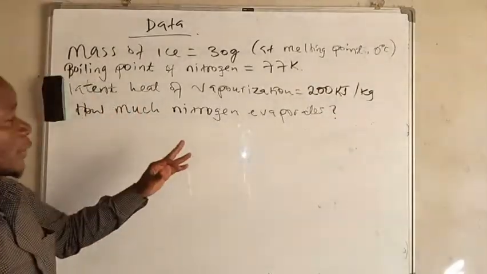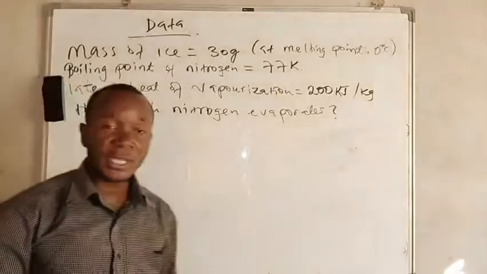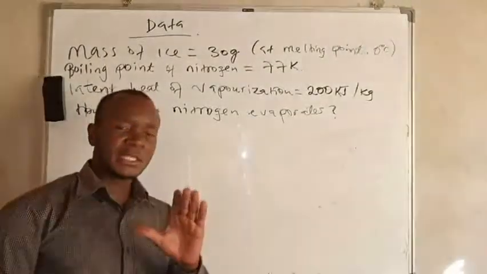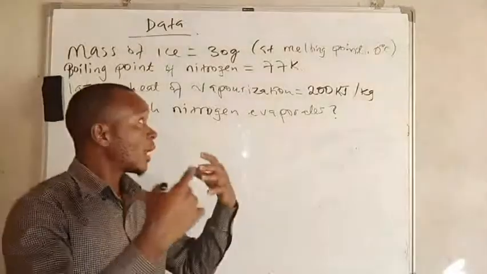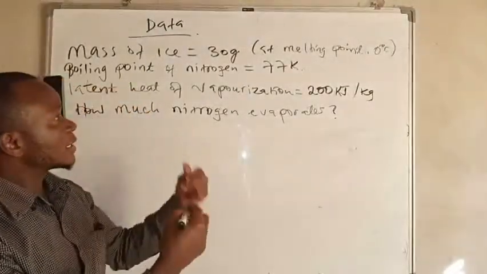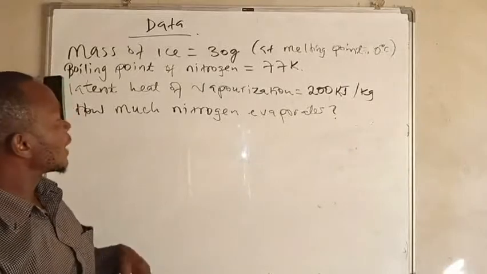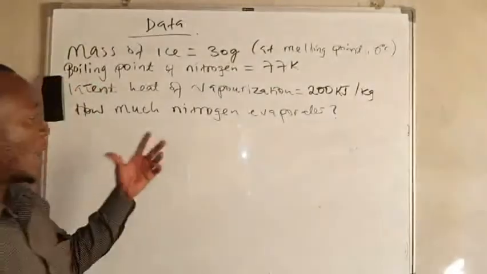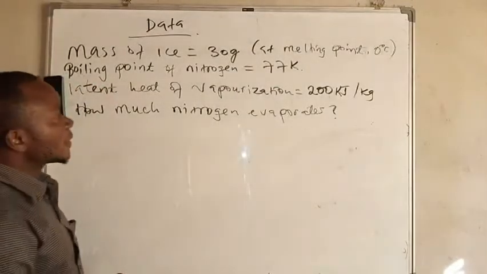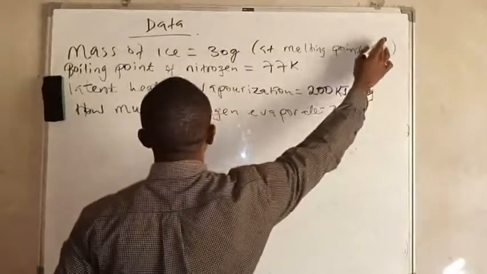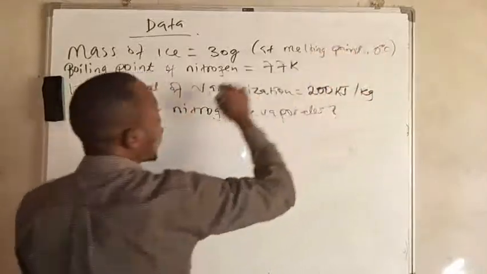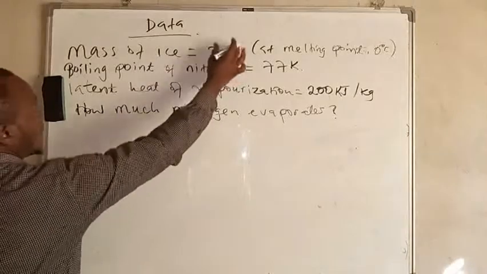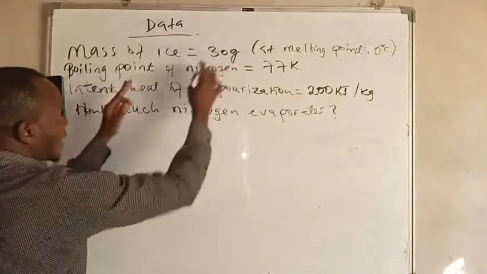How much nitrogen evaporates? So here we're going to consider two important equations, and those are the equations for the heat lost by ice as it melts, and also the heat gained by nitrogen. The information that we have is the initial temperature, which is 0. Let's analyze the data here.